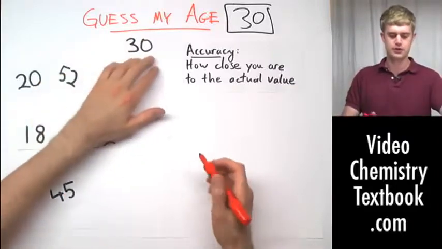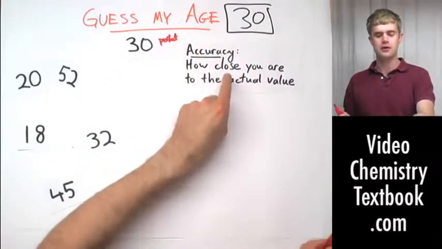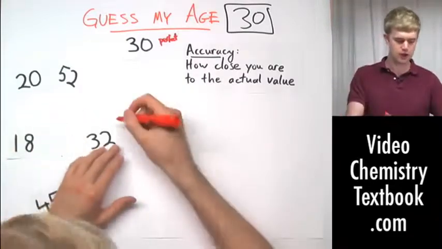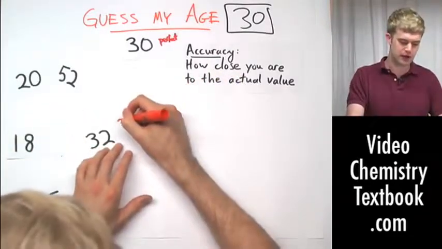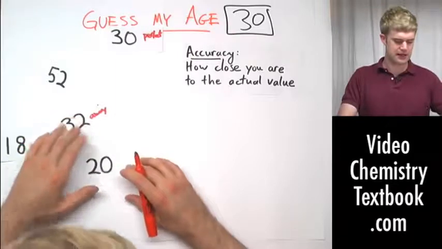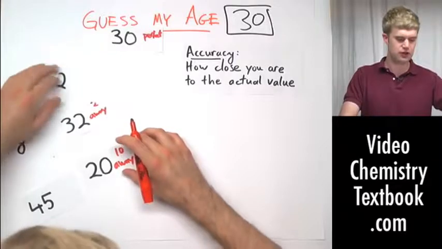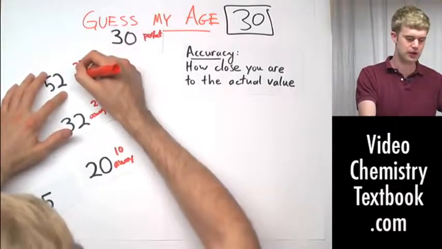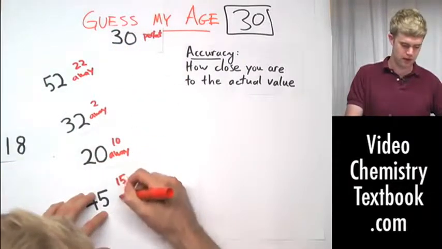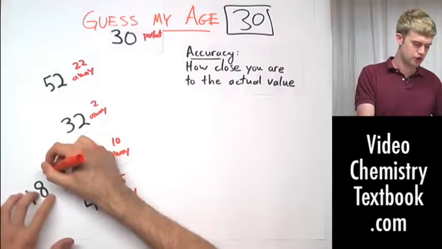Well, the person who guessed 30, they're going to win because they got it right on. But let's look at these other choices. So 30, I'm going to write here, perfect. It's incredibly accurate because 30 is as close as you can get to the actual value. 32, they were off by 2 years, so 32 is 2 away. 20 is 10 away, and 52 here is 22 years away. 45 is 15 years away, and 18 is going to be 12 years away.